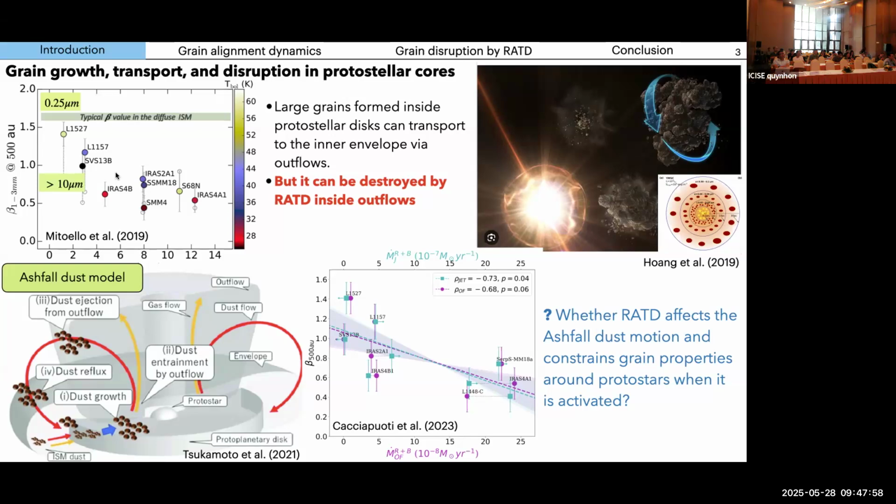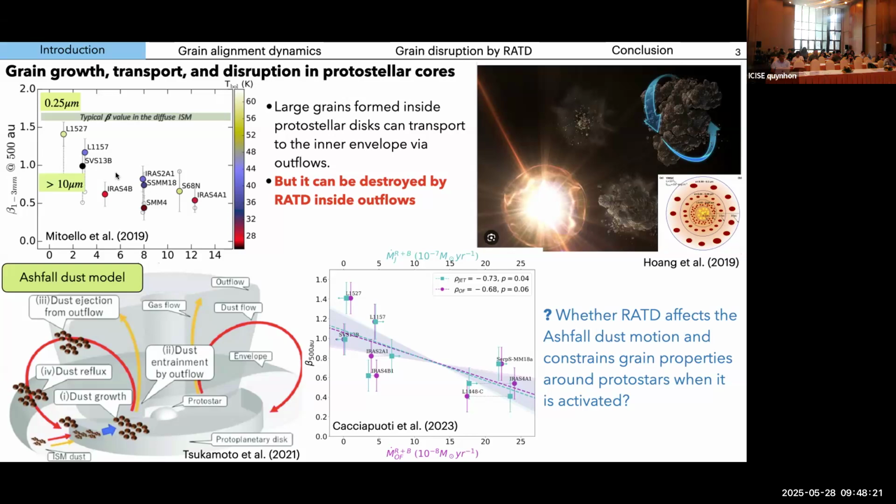And recently, by analyzing the CALYPSO protostellar core sample, Murray et al. 2020 and Kapisuto et al. 2023 found a clear correlation between the low dust opacity index around 1 found in the inner envelopes and the high outflow mass loss rate. So that supports the Asfundos model.